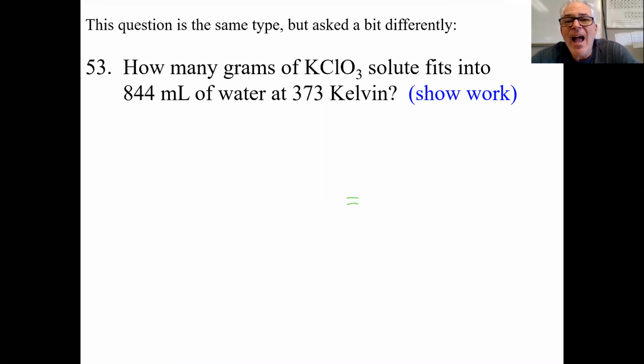How many grams of KClO3 fits into 844 mLs of water at 373 Kelvin? Now, holy cow, there's a lot going on in this question. All of a sudden, it's a little different, but it's not. Let's go slow. KClO3. There it is. 844 mLs. That's a big solution. We only know about 100. And what the heck is 373 Kelvin? What are we doing here? It's 100 degrees centigrade. Don't get all upset.